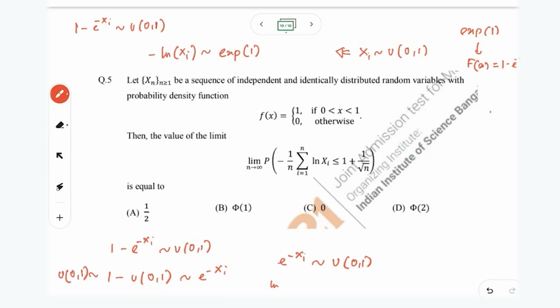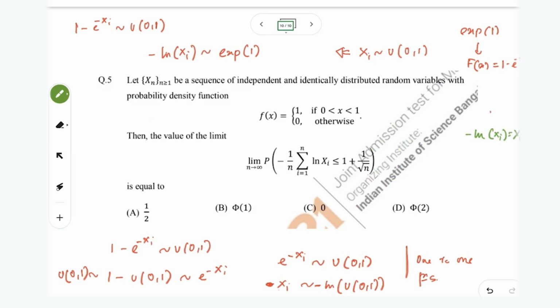That's why it's happening. If you take ln on both sides, here it will become minus xi, and here it will become ln of uniform 0, 1. Then if you put the minus on the other side, it will follow exponential, that is xi, right? Did you understand the idea, guys? Yes, all of you? Since they're all one-to-one functions, that's why it's happening. So minus log xi follows exponential 1. Let's call minus log xi as yi.